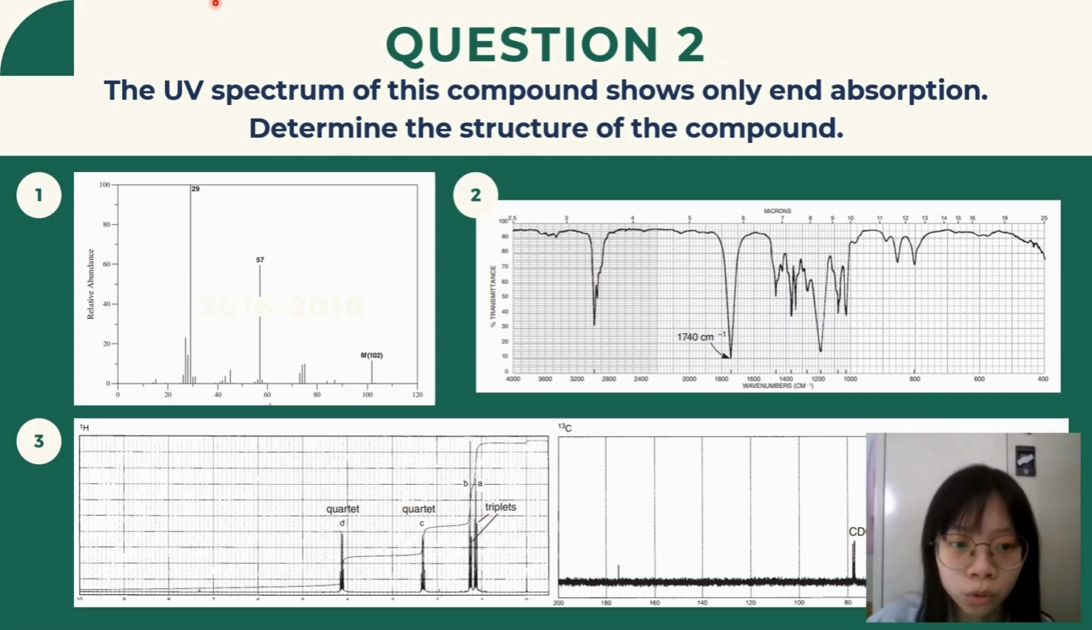So this is our question 2. The UV spectrum of this compound shows only n absorption. Determine the structure of the compound. We can see that in this question it shows several graphics, including the mass spectrum, IR spectrum, proton and carbon-13 NMR. For the solving details, we will continue at the next few slides.